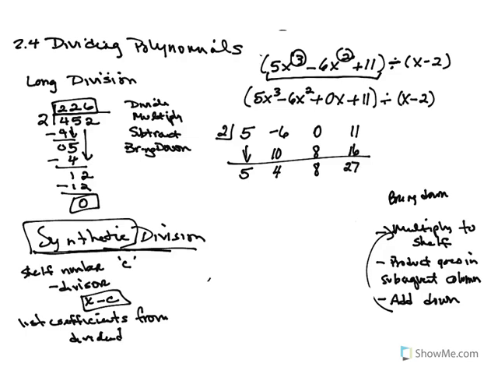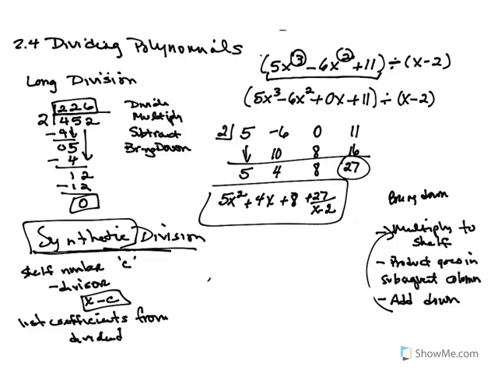All right, so when we write our problem, because it started as a cubed, this answer is going to start out as squared. So 5x squared plus 4x plus 8. And then my 27 is going to be my remainder. So I put it over the divisor. And that's it. So that's dividing using synthetic division.